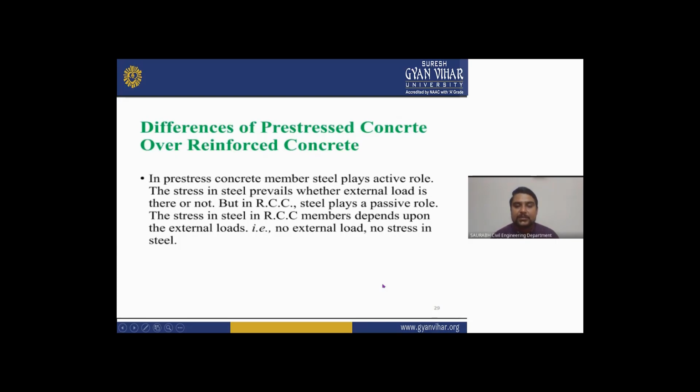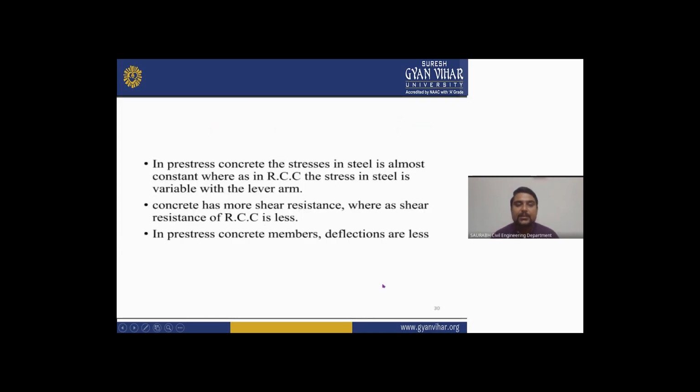In a prestressed concrete member, steel plays an active role. The stress in steel prevails whether external load is there or not. But in RCC, steel plays a passive role. The stress in steel in an RCC member depends on the external load. With no external load, no stress is required in the steel. In prestressed concrete, the stress in steel is almost constant, whereas in RCC, the stress in steel is variable with the lever arm. Prestressed concrete has more shear resistance, whereas the shear resistance of RCC is less.